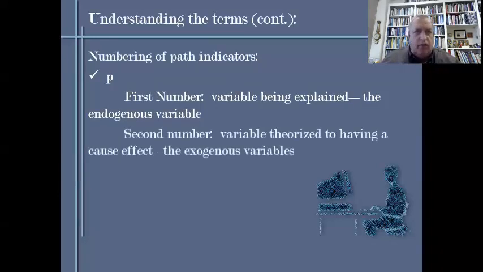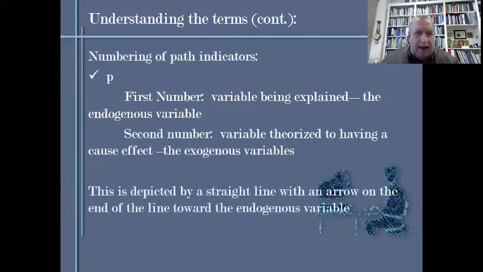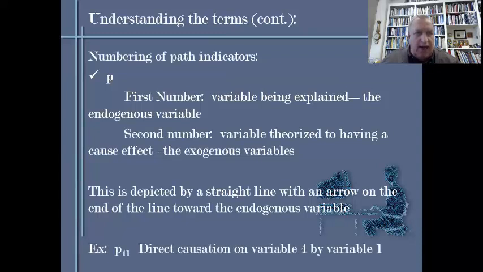The second number with the P is the variable theorized to have a cause and effect on the exogenous, and these are the exogenous variables. So you see that each P number will have an endogenous variable number and an exogenous variable number. And this is depicted by a straight line with an arrow on the end of the line toward the endogenous variable. So here's our example. We have P with subscript 4,1, and that we have direct causation on variable 4 by variable 1. And that's how you would read that subscript.